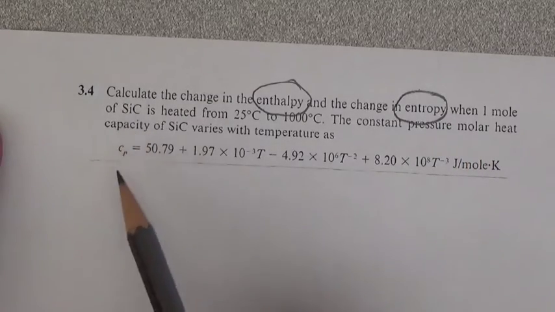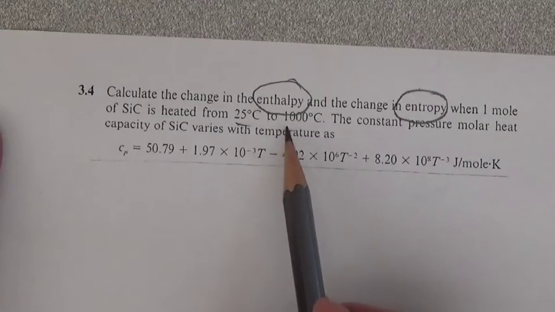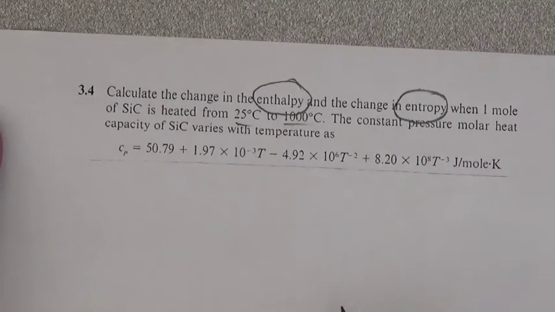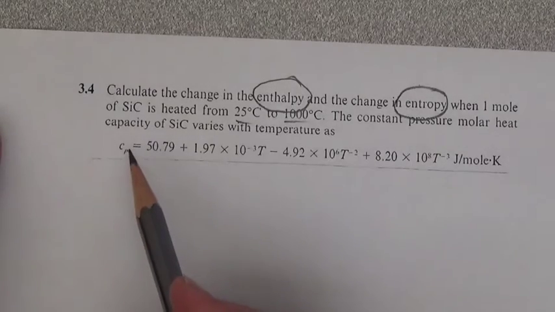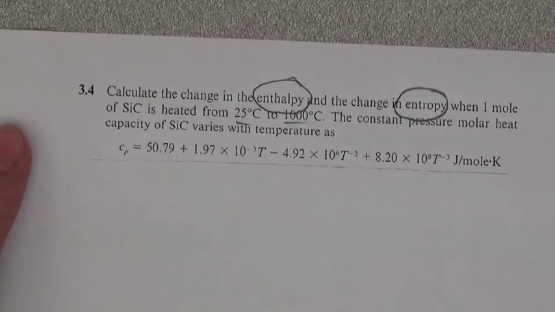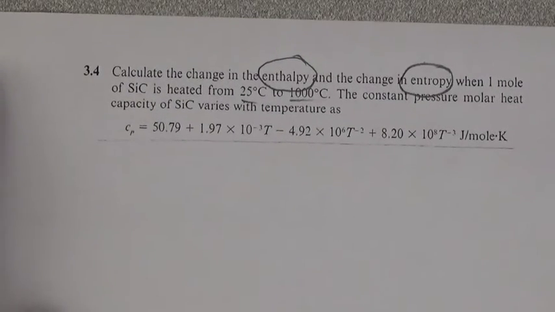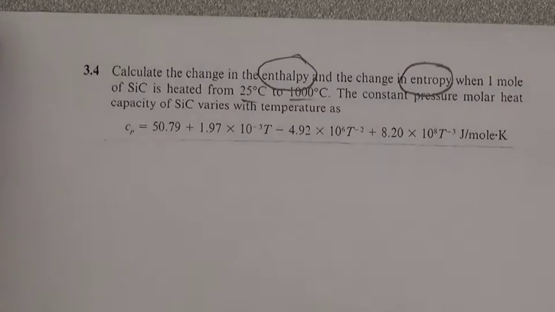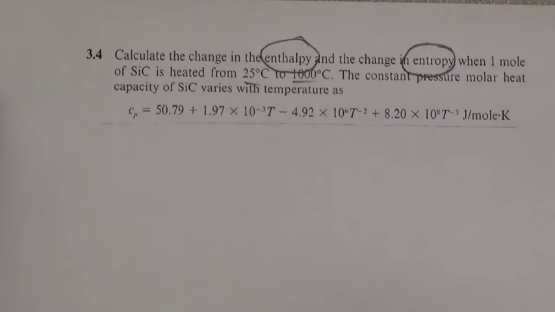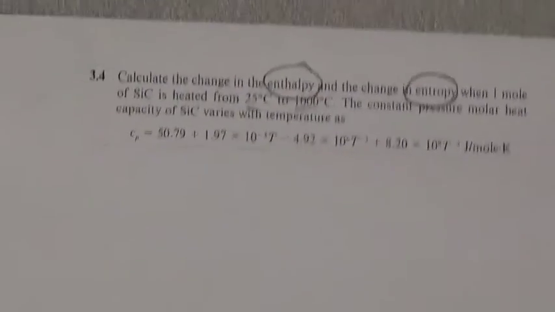is silicon carbide, is heated from 25 degrees Celsius to 1000 degrees Celsius, and we're given the constant pressure molar heat capacity as a function of temperature. And this is nice because this is kind of the beginning of materials. Most of the solids we're dealing with are treated at a constant pressure, and we can think about things in terms of relatively simple integrals. I'm going to zoom out a little bit.